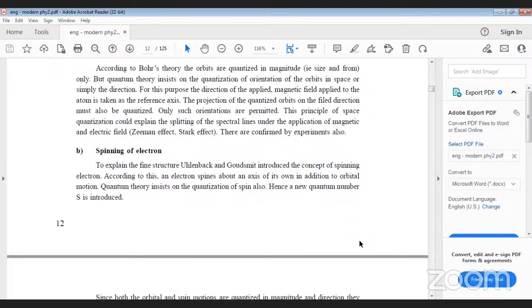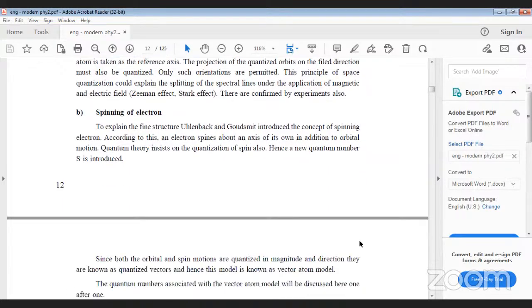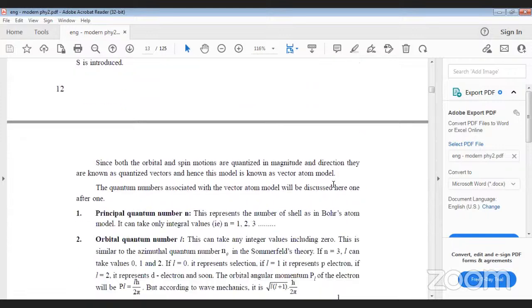Next, the spinning of the electron, which gives the fine structure. Uhlenbeck and Goudsmit introduced the concept of electron spin. The spin S is plus or minus 1/2. The electron spins about its own axis, in addition to the orbital motion. The quantum number introduced for the spin is S.